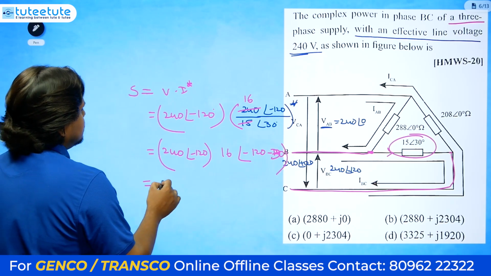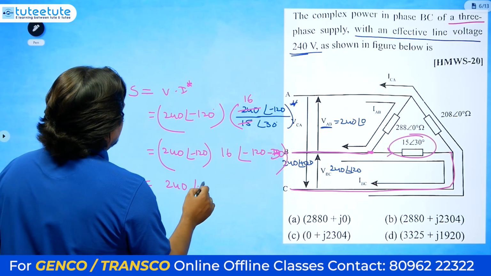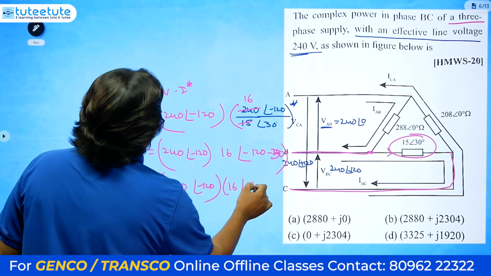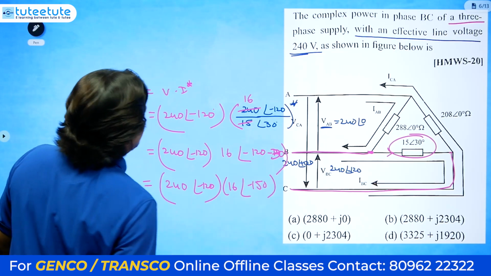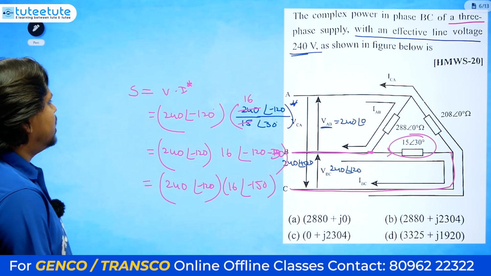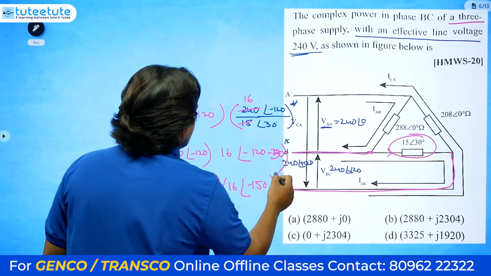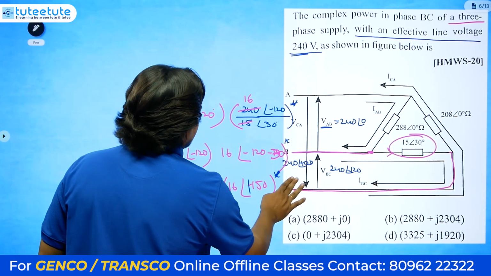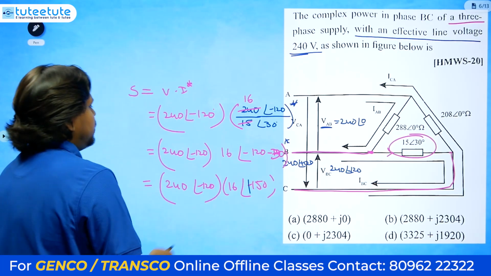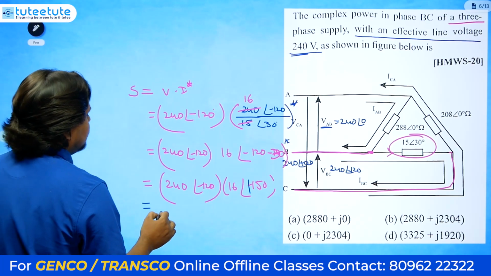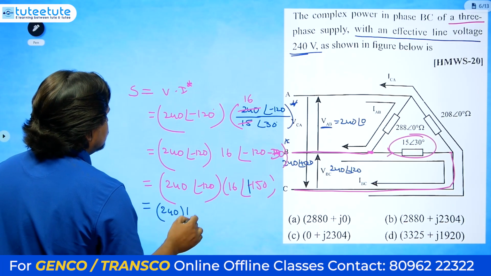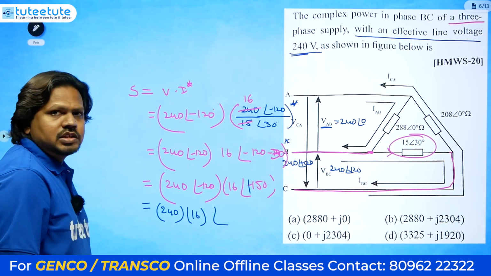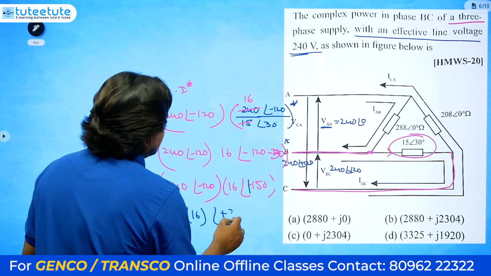Then you will get 240 at an angle of minus 120 into 16 at an angle of minus 150. We need to use the conjugate here. I forgot, conjugate means here you will get plus. If you remove the conjugate, you get the plus here. So this is plus 150 and this is minus 120, then you will get 240 into 16 at an angle of plus 150 minus 120, so it is plus 30.